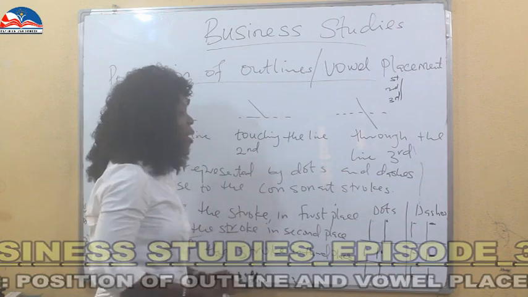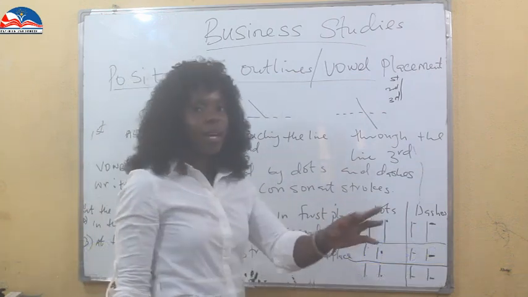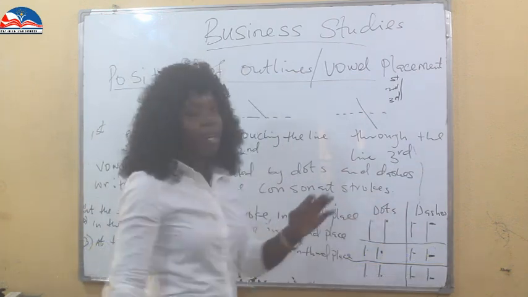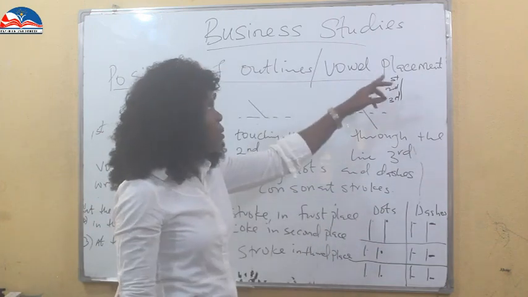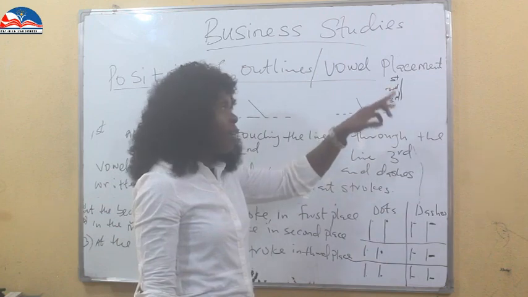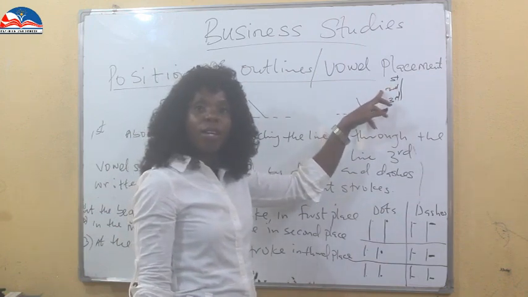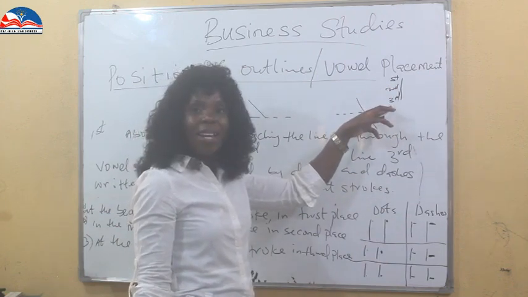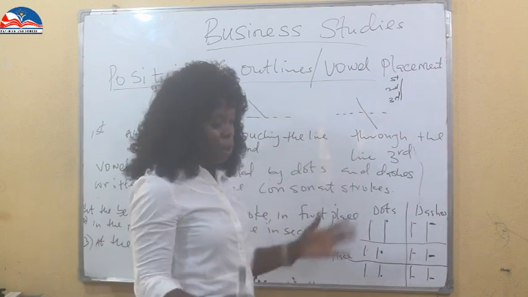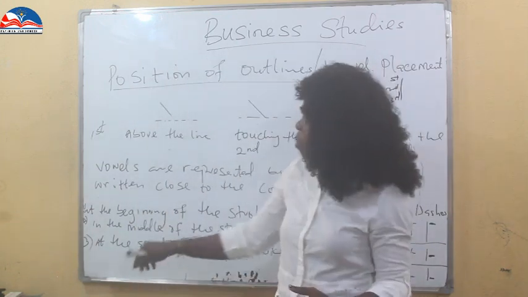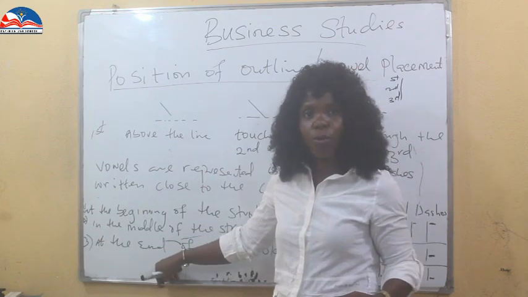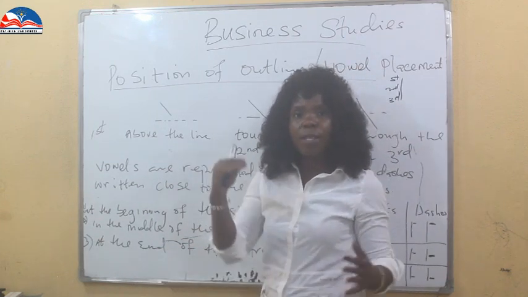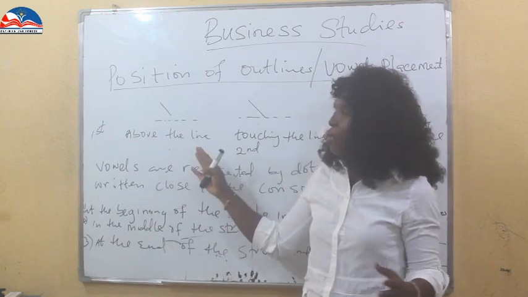So our vowel sounds are represented by dots and dash, and they are placed either in the first place, in the second place, or in the third place. The first place comes at the beginning of the outline, second place comes at the middle of the outline, the third place comes at the end of the outline. So these are the outline positioning and vowel positioning or vowel placement. First place, second place, third place. We have seen them all.